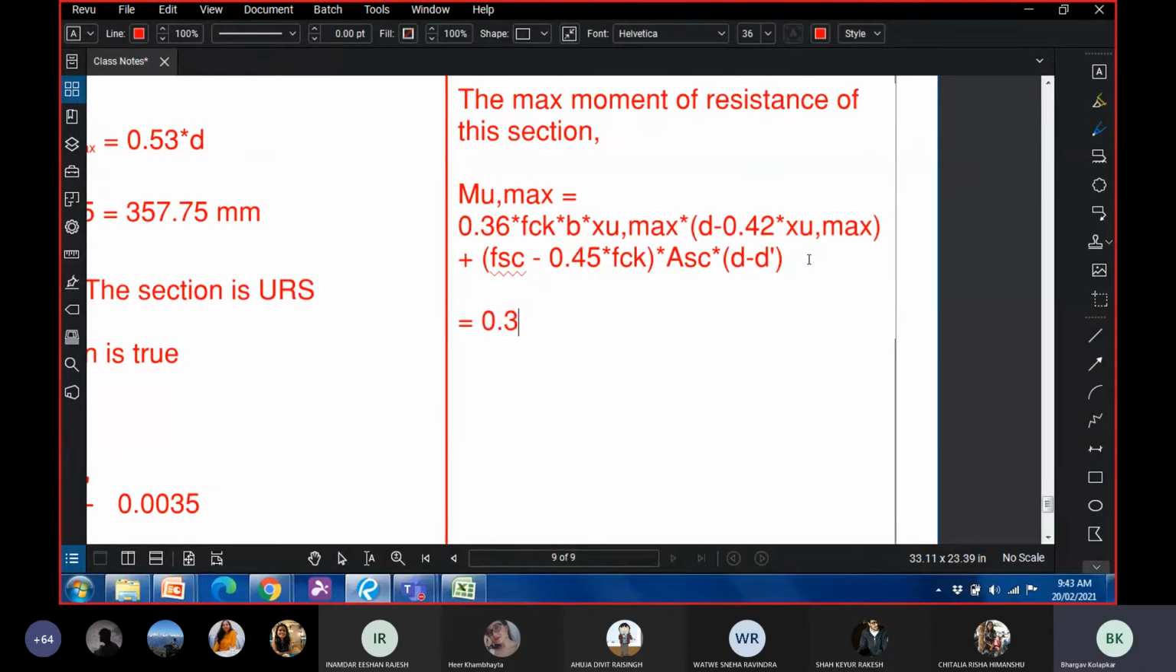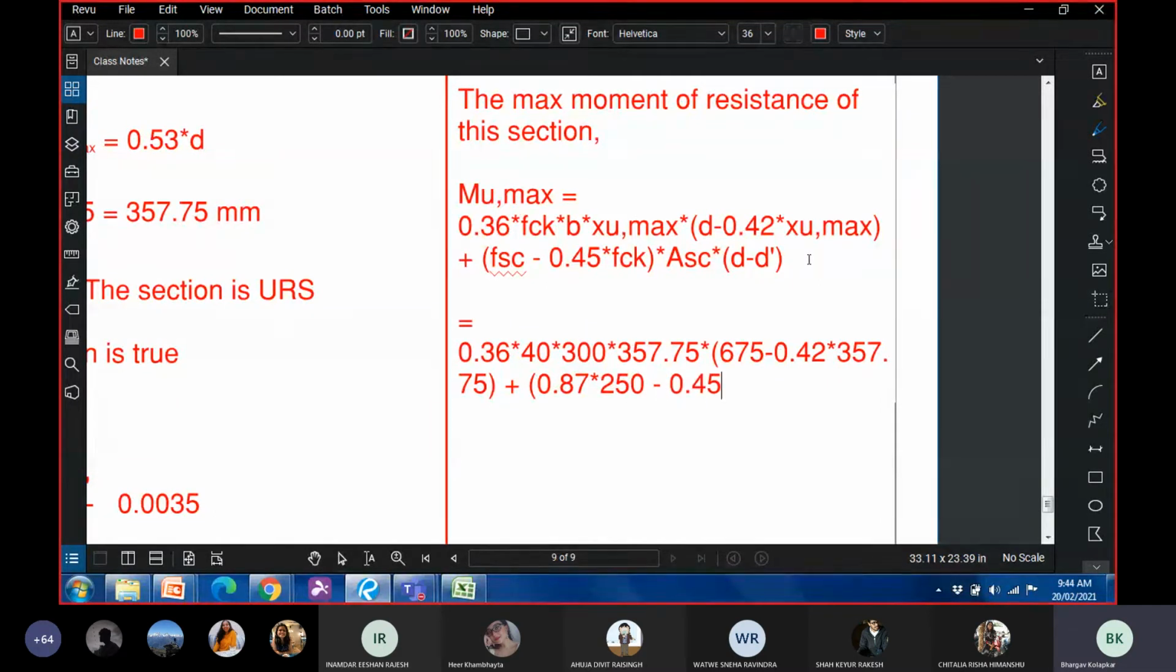So this is equal to 0.36 times FCK, which is 40, times B, times xu max, which is 357.75, into (d, which is 675, minus 0.42 times 357.75). That is the end of the first term, plus (FSC, which is Fy, which is 250, minus 0.45 times FCK, which is 40) times ASC, which is 3 bars of 16 mm diameter, which is 603, times (d minus d dash, which is 575 minus d dash, which is 25).